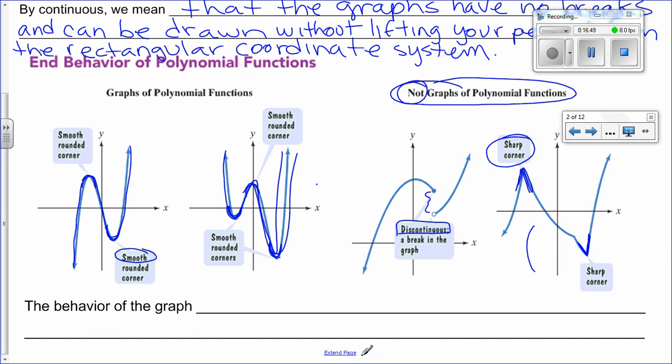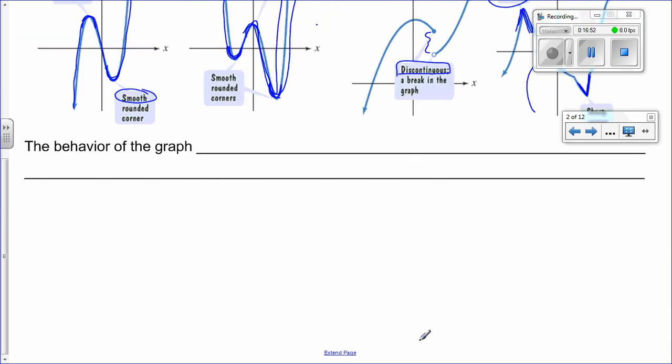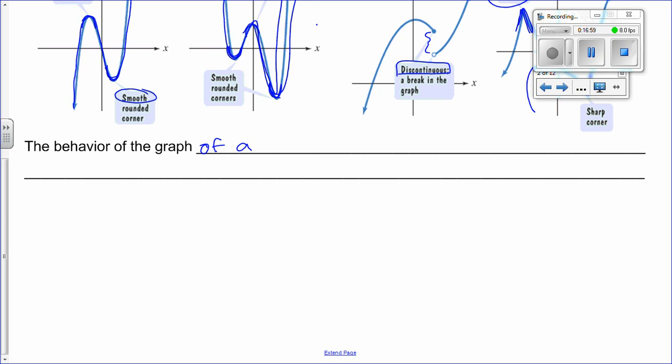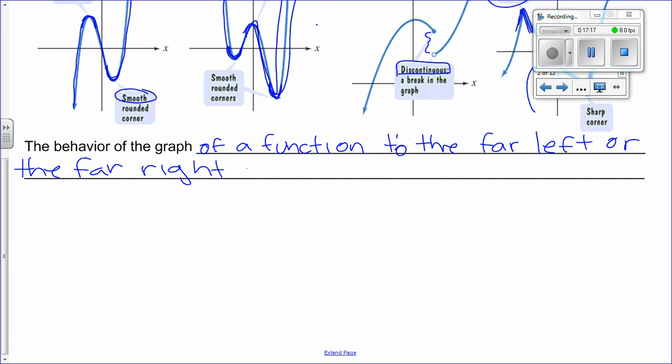Okay. So let's write down another definition here. The behavior of a graph of a function to the far left or the far right, it's called end behavior.